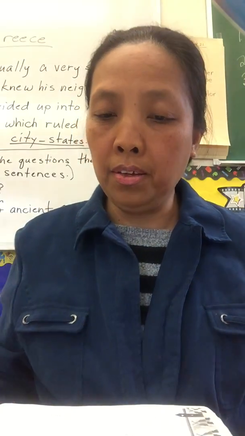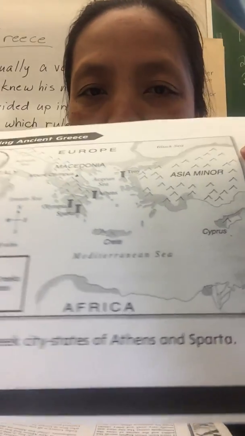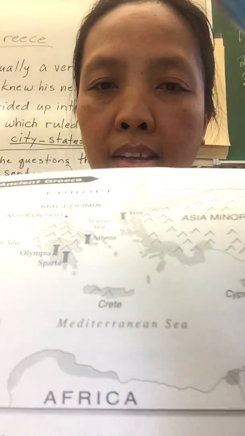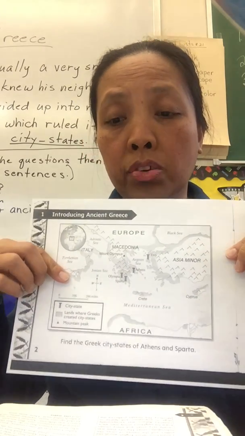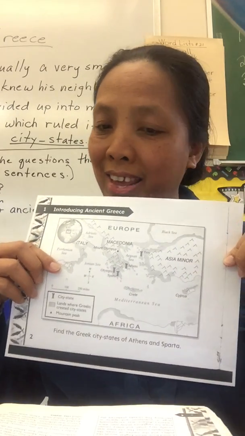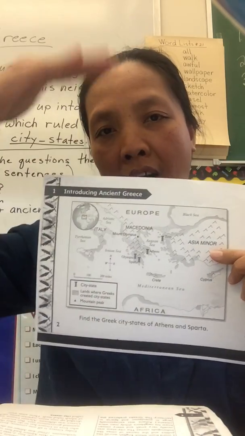Now, Greece also includes many islands, okay, including the island of Crete. Do you see Crete on your map? Okay, check out the Crete. So you see Crete. If you find the Mediterranean Sea, then you can see the Crete. It's just above the label of the Mediterranean Sea.